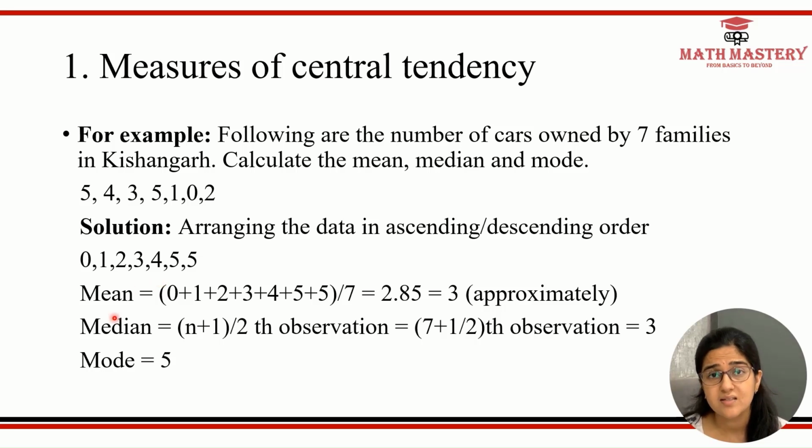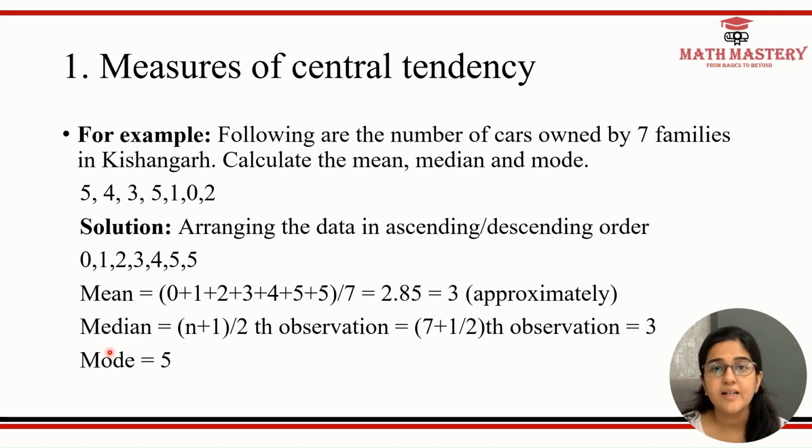What is mean? Mean is the average value, which in this case is equal to the sum of observations divided by the total number of observations. So you can see that the value comes equal to 2.85, which is approximately 3. So on an average 3 cars are owned by a family in Kishangarh.